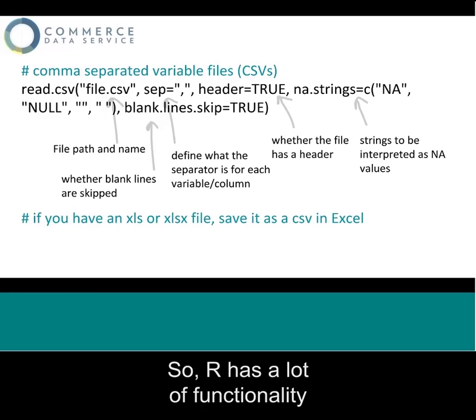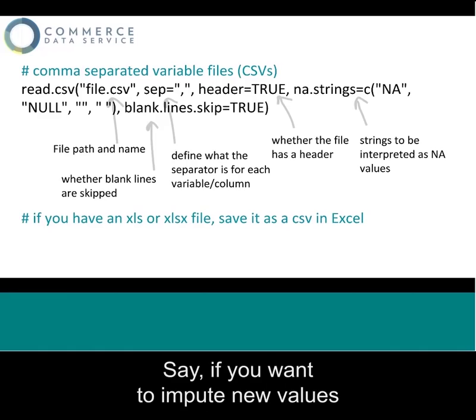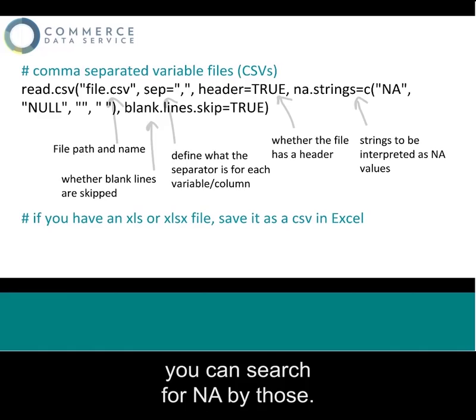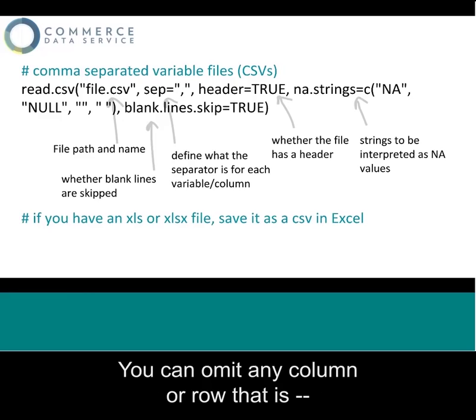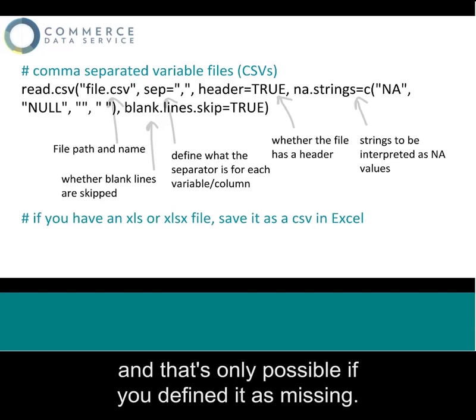So R has a lot of functionality for dealing with missing values. Say if you want to impute new values into those missing, you can search for NA by those. You can subset by NA. You can omit any column or row that contains missing values, and that's only possible if you defined it as missing.